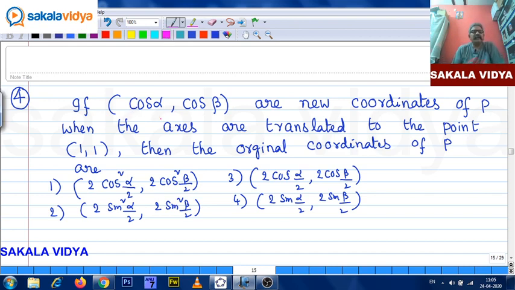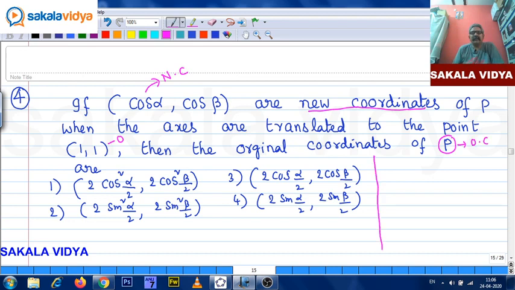See, (cos alpha, cos beta) are new coordinates. The axes are translated to the point (1, 1). This is the origin. Now the original coordinates, that means we need to find OC.